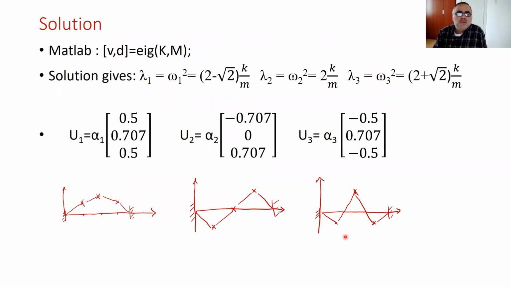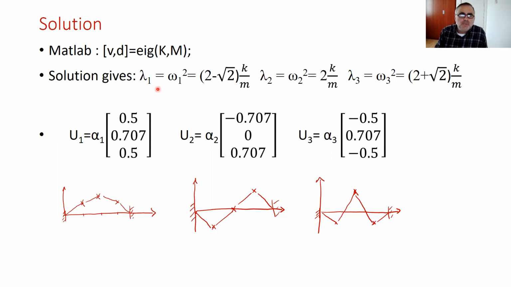For example, even the generalized eigenvalue problem can be solved with MATLAB. In MATLAB, for example, if you have the K and M matrices, you just use this command, the eig command. Here V is the eigenvectors, the mode shapes. D is the diagonal matrix with diagonal elements as the eigenvalues.